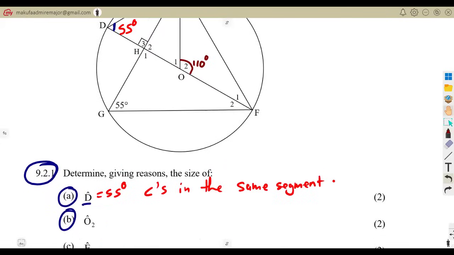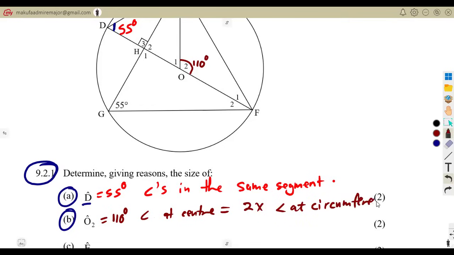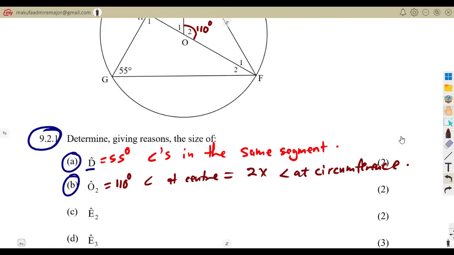That is, angle at the center is twice angle at the circumference. So that's 110 degrees. So you can just write it in short like this: angle at center is equal to 2 times angle at what? At circumference. Two times, that is twice. All right, that's about our angle O2.